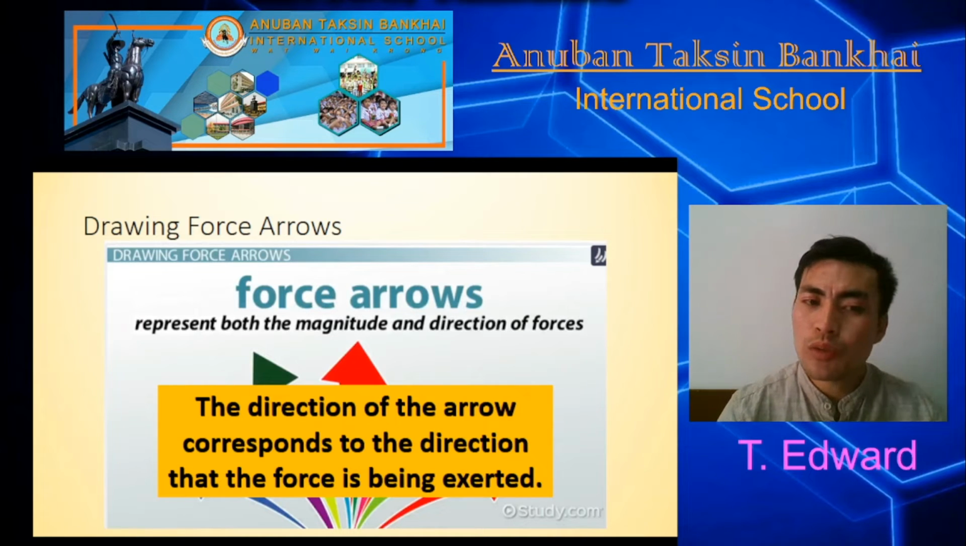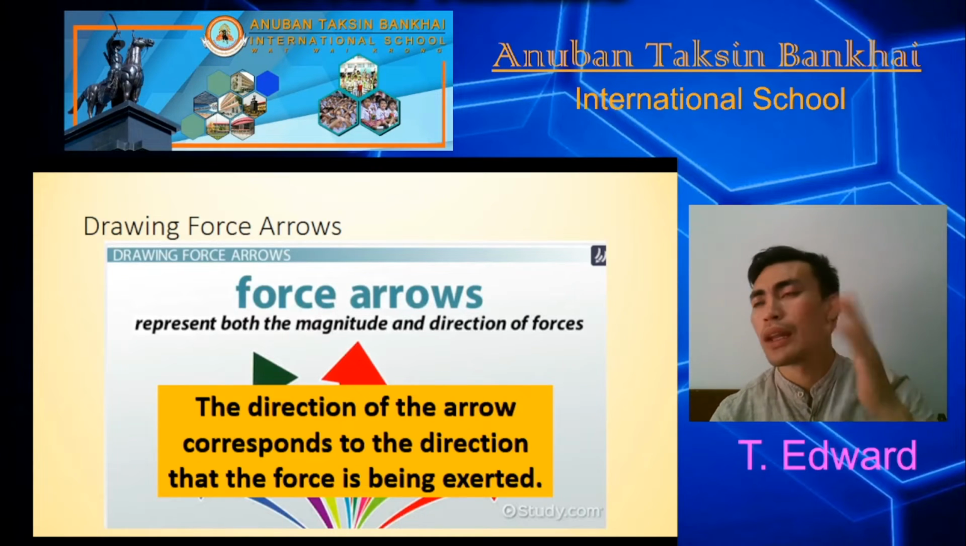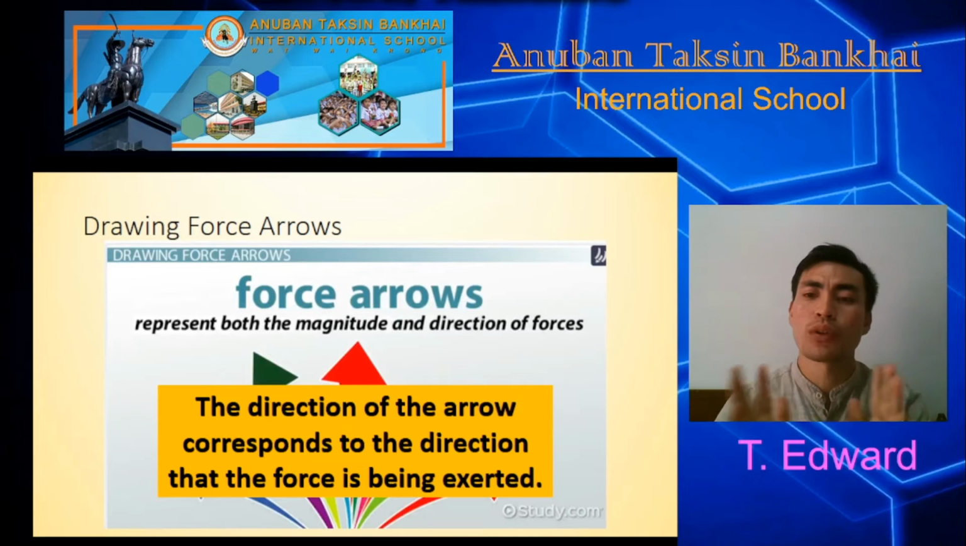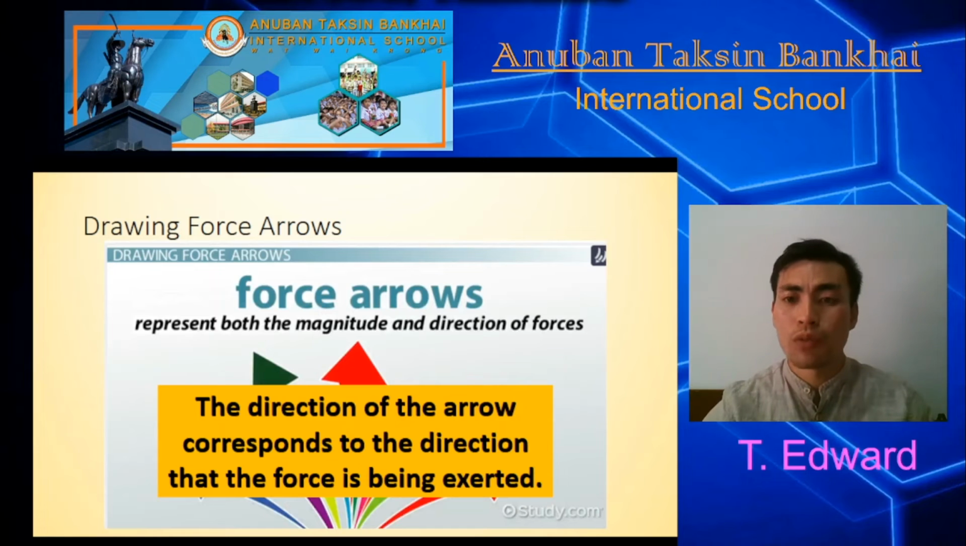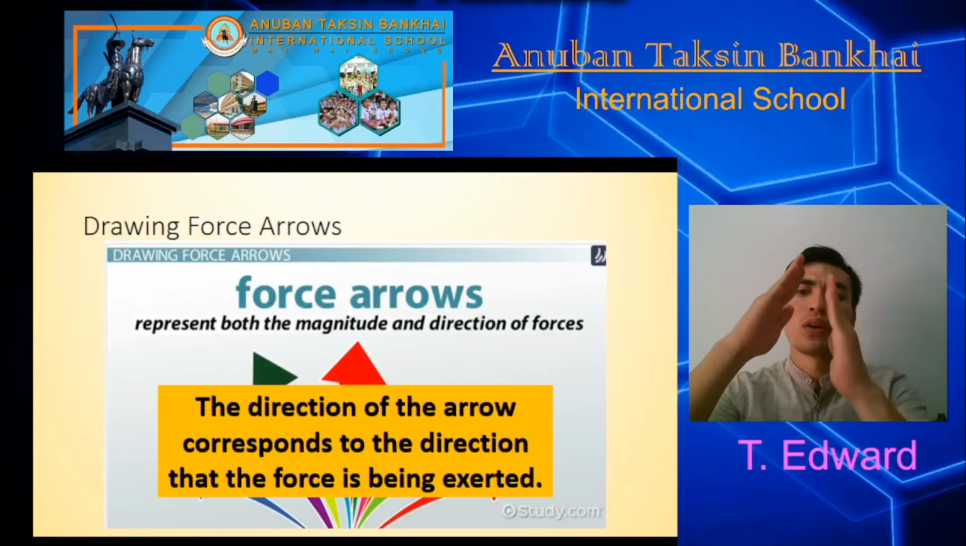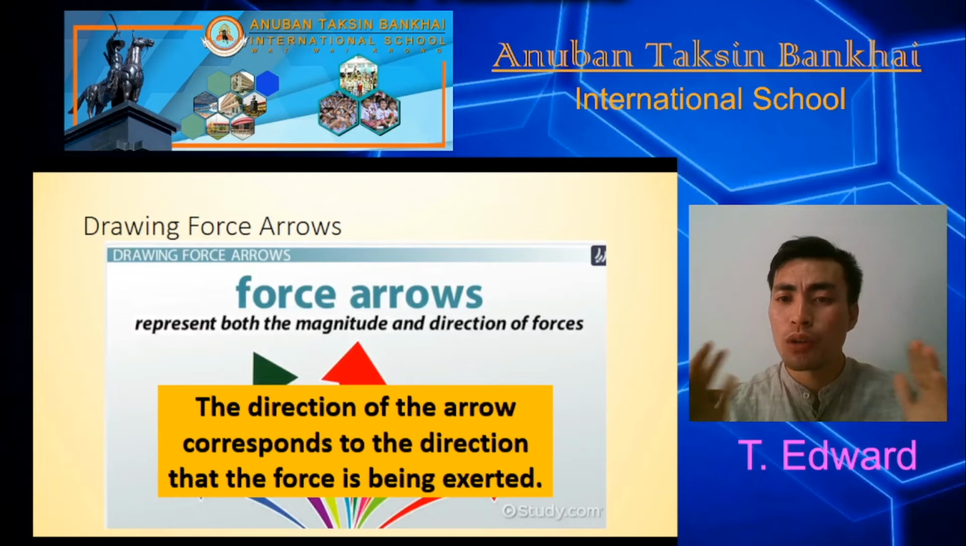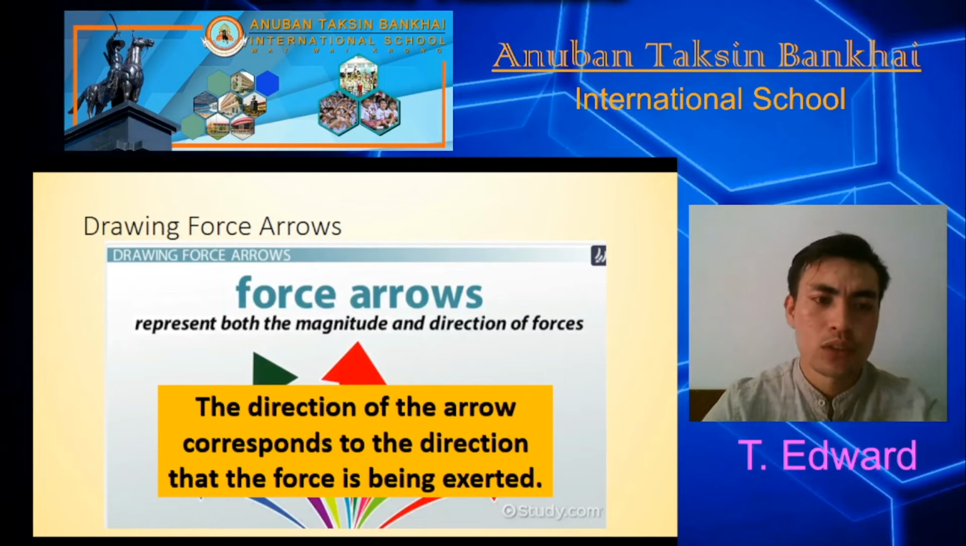The direction of the arrow corresponds to the direction that the force is being exerted. So if the arrow is going to the left, the arrowhead is pointing to the left, it means the force is going to the left. If the arrowhead is pointing upward, it means that the force is going upward. So very easy to understand.